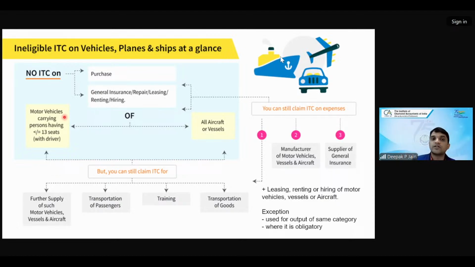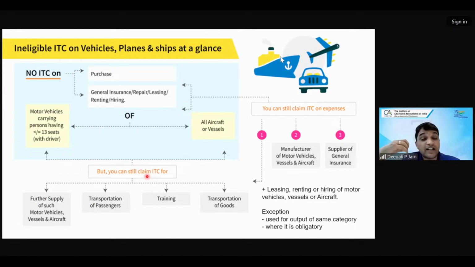If you're using it for transportation of your employees, still you can't get it because they've said outrightly that you cannot claim purchase of motor vehicle and any kind of upkeep you're doing. What could be the upkeep? It will be general insurance, repairs, leasing, renting, hiring will not be available. But you can still claim ITC, this is the exception, where you are making further supply. You are into the business of buying and selling cars. There you can claim it. If you're a trader who is dealing in cars and having a showroom, there you're buying it to sell it. Only there it will be allowed.